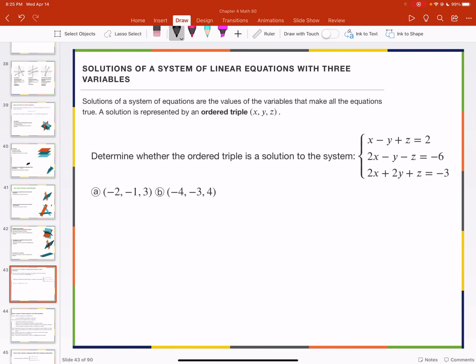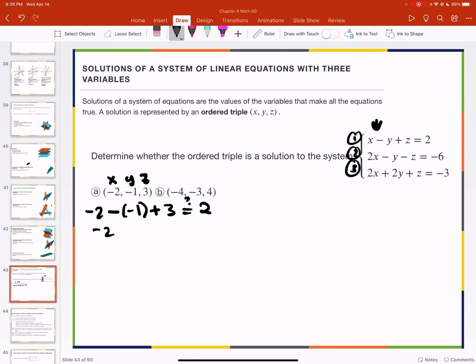Okay. How do we check if we have a solution of a system of linear equations with 3 variables? We can check just as we do for 2 variable equations: plug the values in and see if it holds true for all 3 equations. So this would be x, y, z. We're going to see if it satisfies this system. Putting in the first equation, equation 1, we have -2 minus y, which is -1, plus z, which is 3. Is that equal to 2 or not?